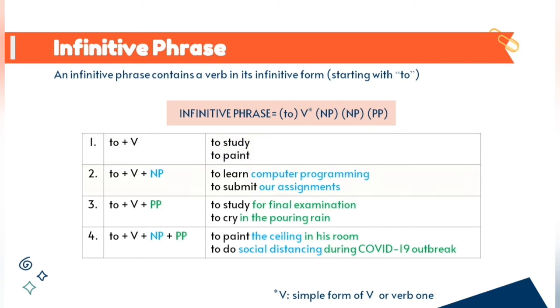The second, to plus verb plus noun phrase: to learn computer programming, to submit our assignments. The third, to plus verb plus prepositional phrase: to study for final examination, to cry in the pouring rain. The fourth is to plus verb plus noun phrase plus prepositional phrase: to paint the ceiling in his room, to do social distancing during COVID-19 outbreak.